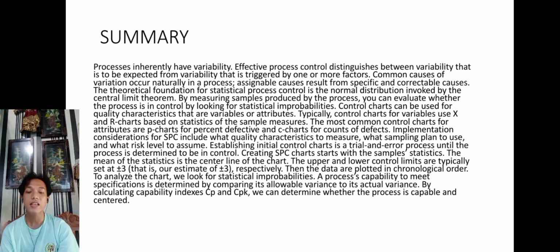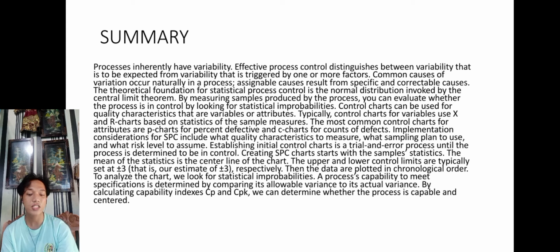By measuring samples produced by the process, you can evaluate whether the process is in control by looking for statistical improbabilities. Control charts can be used for quality characteristics that are variables or attributes. Typically, control charts for variables use X-bar and R charts based on statistics of the sample measures. The most common control charts for attributes are P charts for percent defective, and C charts for counts of defects.